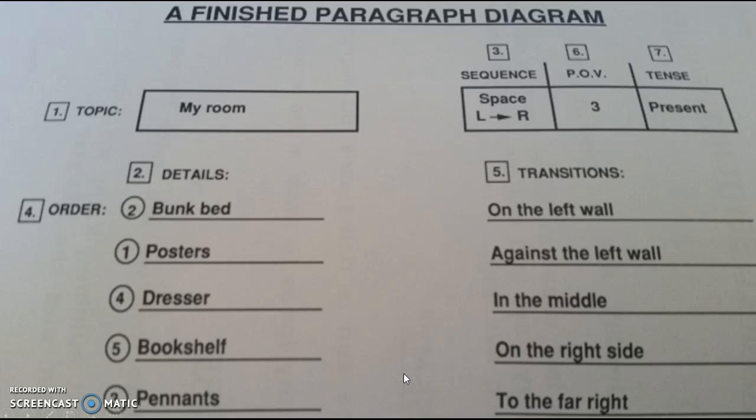So if you look here, this is the paragraph diagram you will be using. It shows the plan for a paragraph describing a person's room. It says the topic, my room. My room is the main idea of the paragraph. And then at number 2, it lists the details. So we have a bunk bed, posters, dresser, bookshelf, and pennants. Notice that the details have been briefly noted here using 1 or 2 words for each.